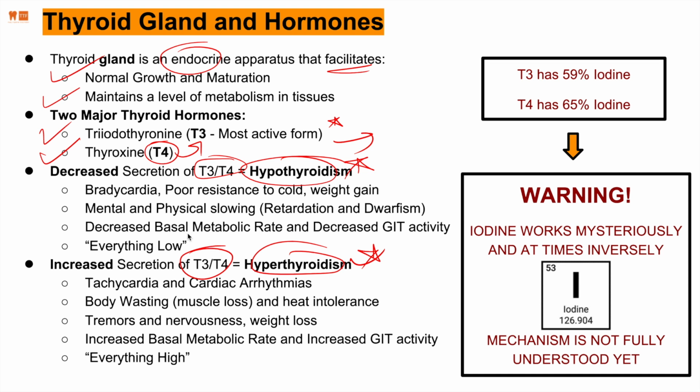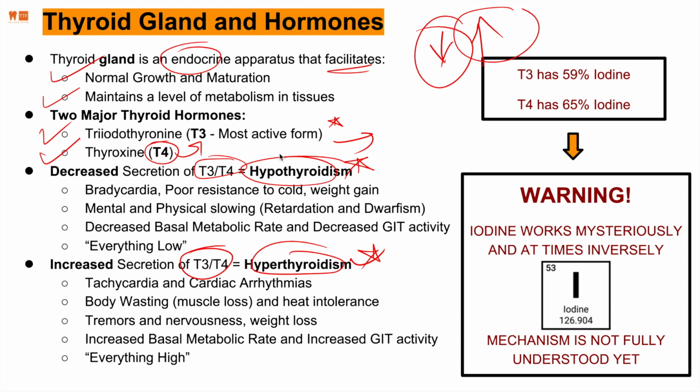Before I get into this list here, I'm just going to mention one thing. Hypo is low, right? Hyper is high. That's exactly what it does. Hypothyroidism reduces everything in the body. Hyperthyroidism increases everything in the body.